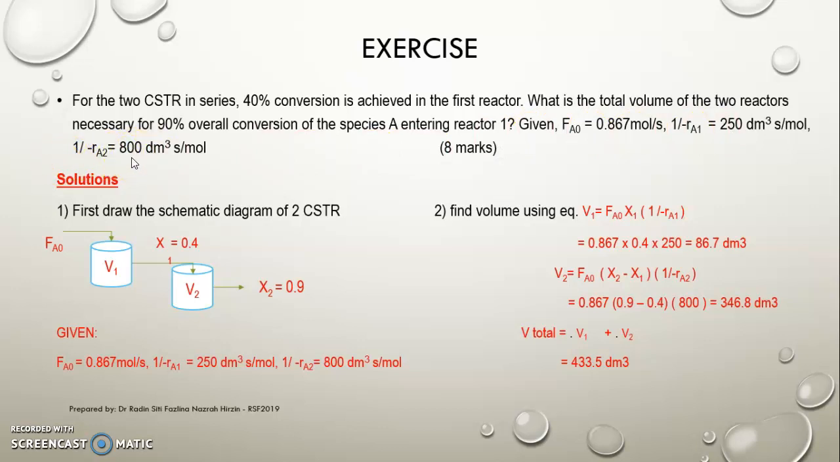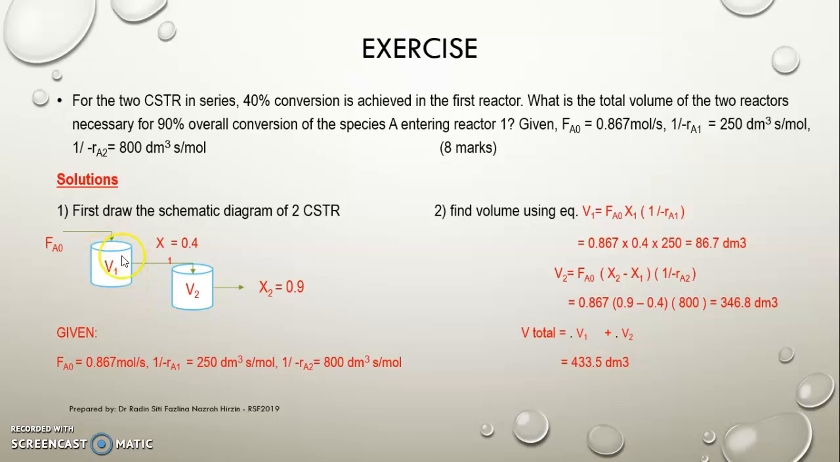Yang macam dalam contoh PFR tadi, dia dah bagi data siap-siap. Untuk yang ni, dia tak bagi data dalam table, dalam bentuk table. Dia bagi data dalam bentuk numbering macam ni. So, apa yang awak perlu buat, awak kena lukis dulu schematic diagram ni. Awak kena lukis sendiri. Okay? Sebab dia kata CSTR. So, awak kena lukis bentuk CSTR. Yang ni ada markah juga.